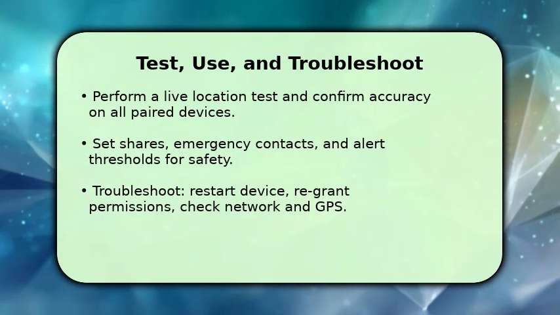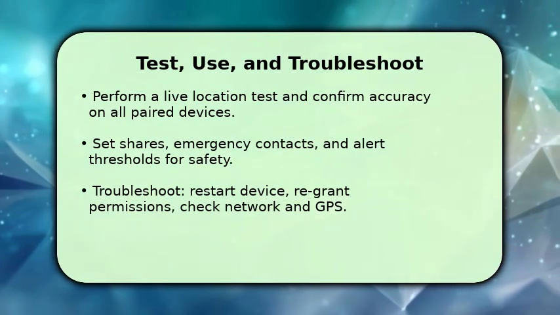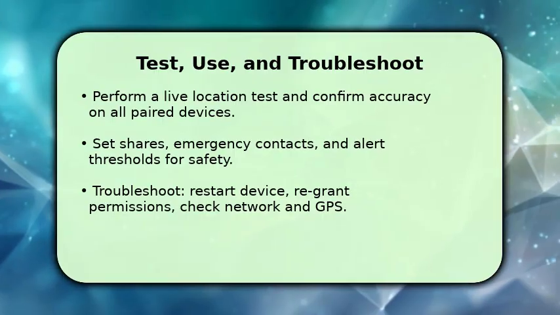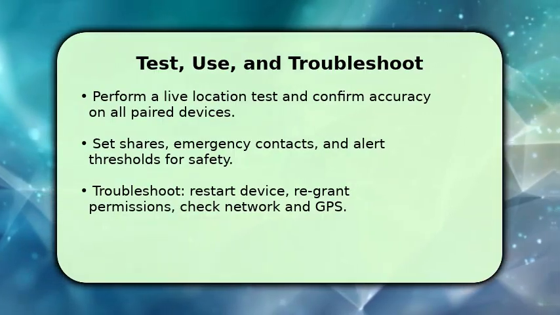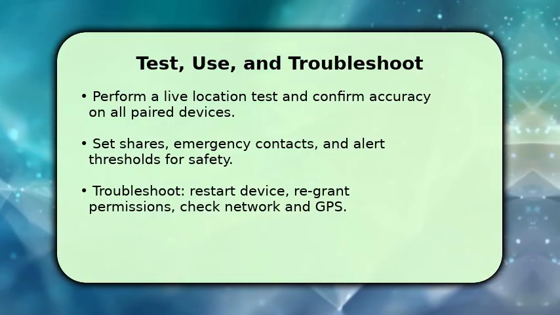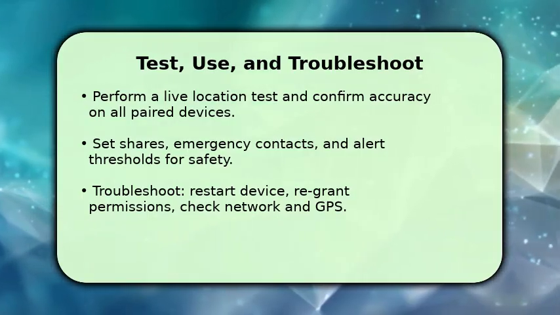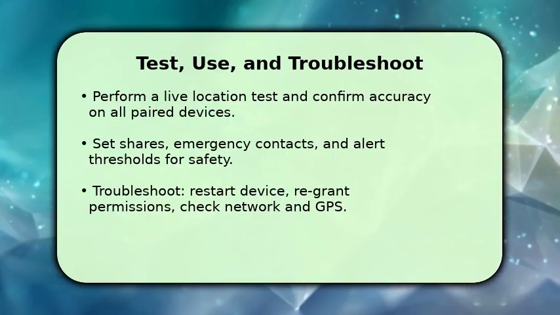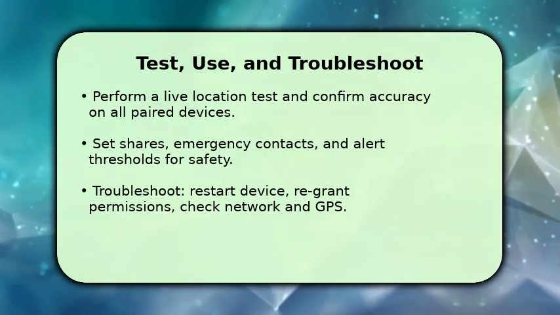You finish by performing a live location test. Move a short distance and confirm the app shows updated coordinates on each paired device. Once verified, set sharing permissions, emergency contacts, and alert thresholds to suit your needs so important events trigger notifications.